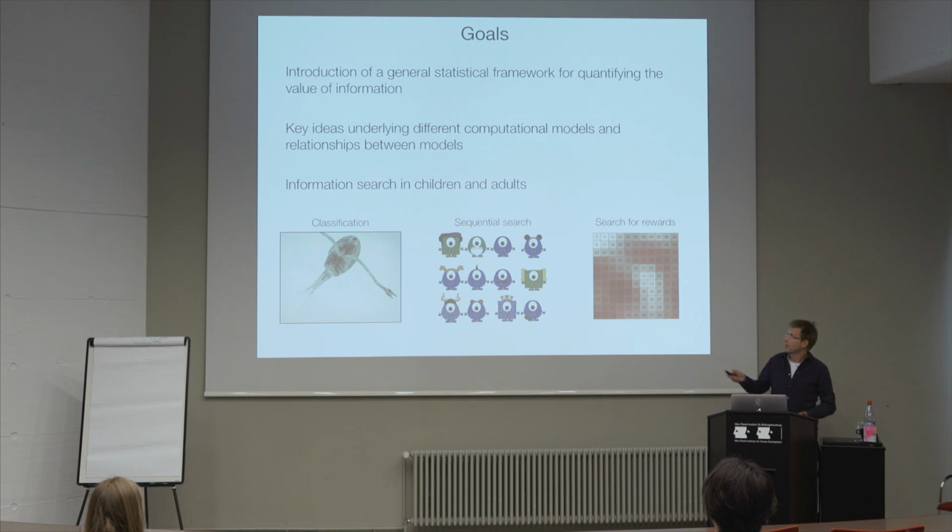And on the empirical side, I would like to talk about three different paradigms that we have been using to investigate information search, both with adult learners and children. The first topic will be classification. How can we obtain information when we need to classify objects or things into categories? The second topic will be sequential search, which is something we have investigated in children and adults with these cute little monsters. And the third topic will be the search for rewards in large state spaces, where we are acquiring information to obtain rewards and where the structure of the environment provides traction for generalization and learning.